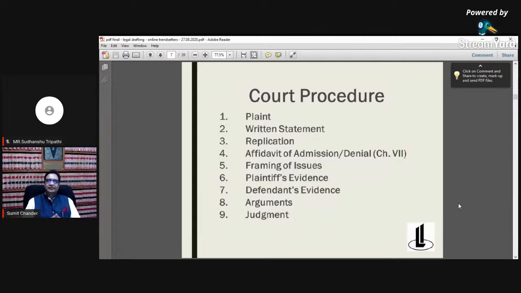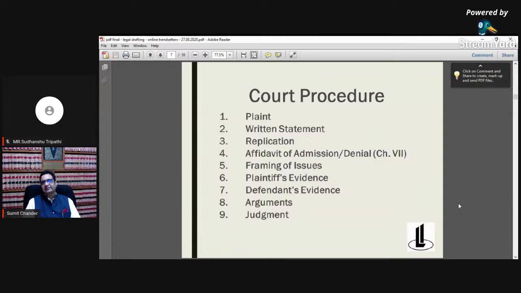Then the case goes to the stage of affidavit of admission and denial. Chapter 7 talks about this. Now, to ease the process in the court, it is recommended that both the parties may submit an affidavit and on oath tell whether any of the documents of the other party are admitted or denied, so that when we actually come to the stage of evidence, at least we have crossed a certain process and made the trial faster, because documents admitted may not have to be proven later. So the focus remains only on the documents denied.